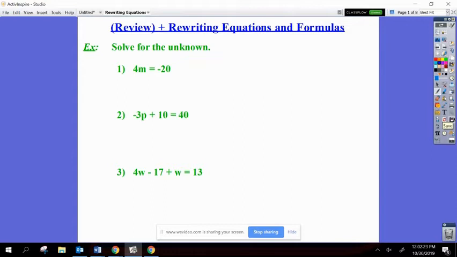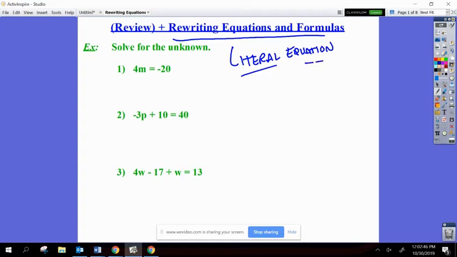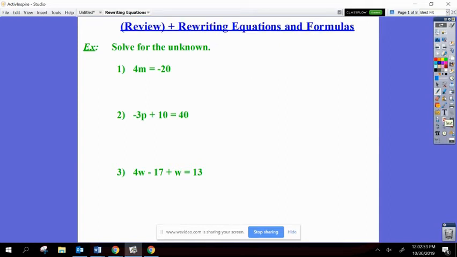Today we're talking about rewriting equations and formulas, but the actual math term is called literal equations. We call them literal equations because literal sounds like literacy, and literacy is reading, and reading is words and letters. So today we're going to deal with equations that have a lot of letters, in other words, a lot of variables, and not necessarily a lot of numbers.